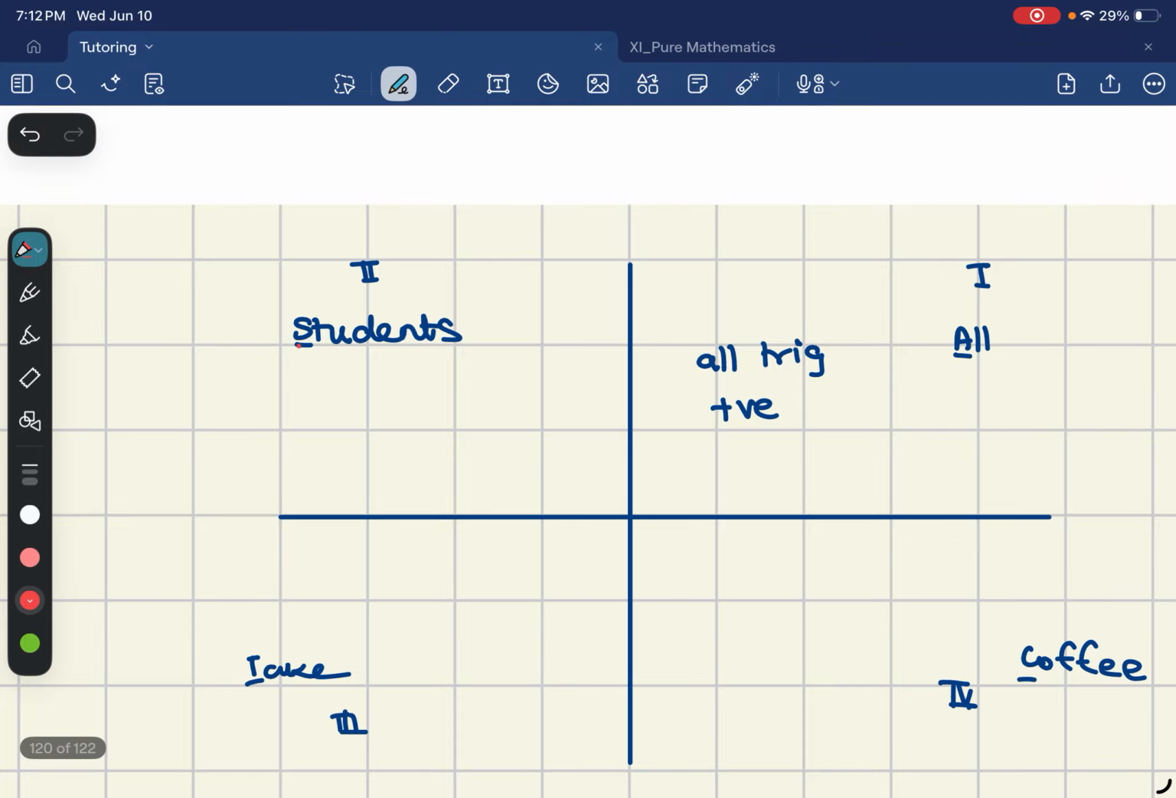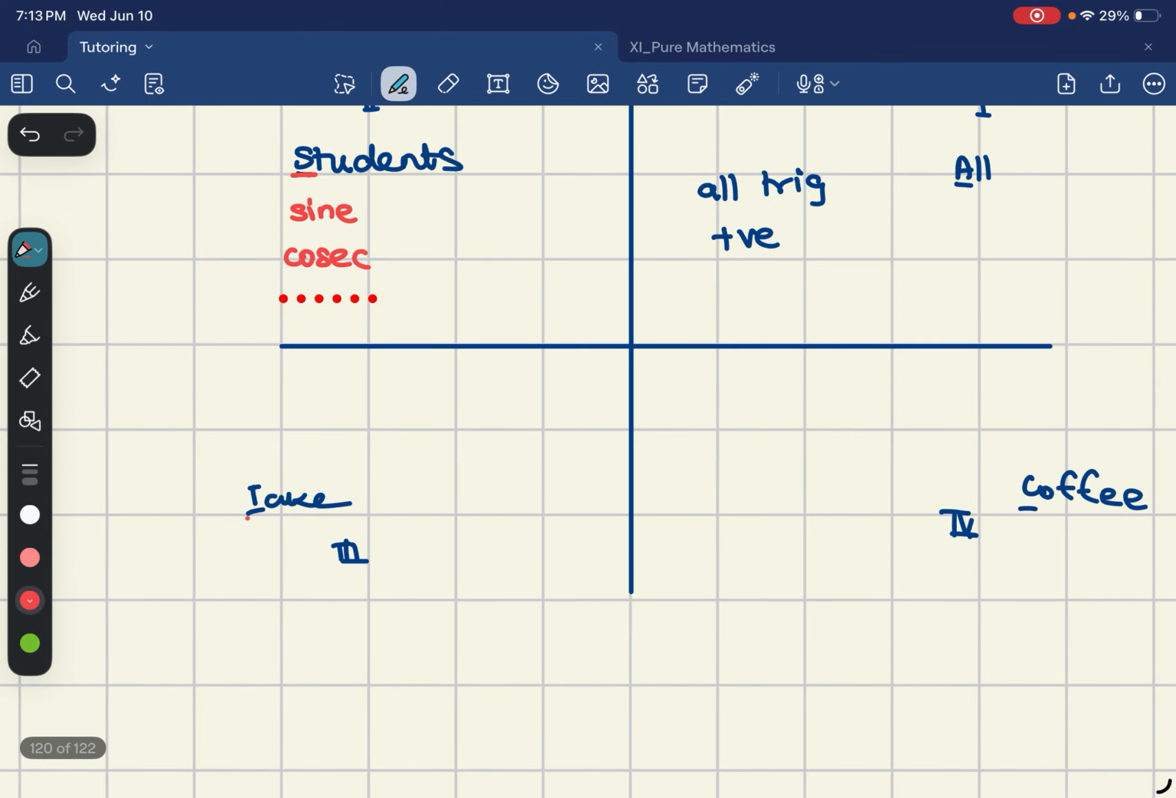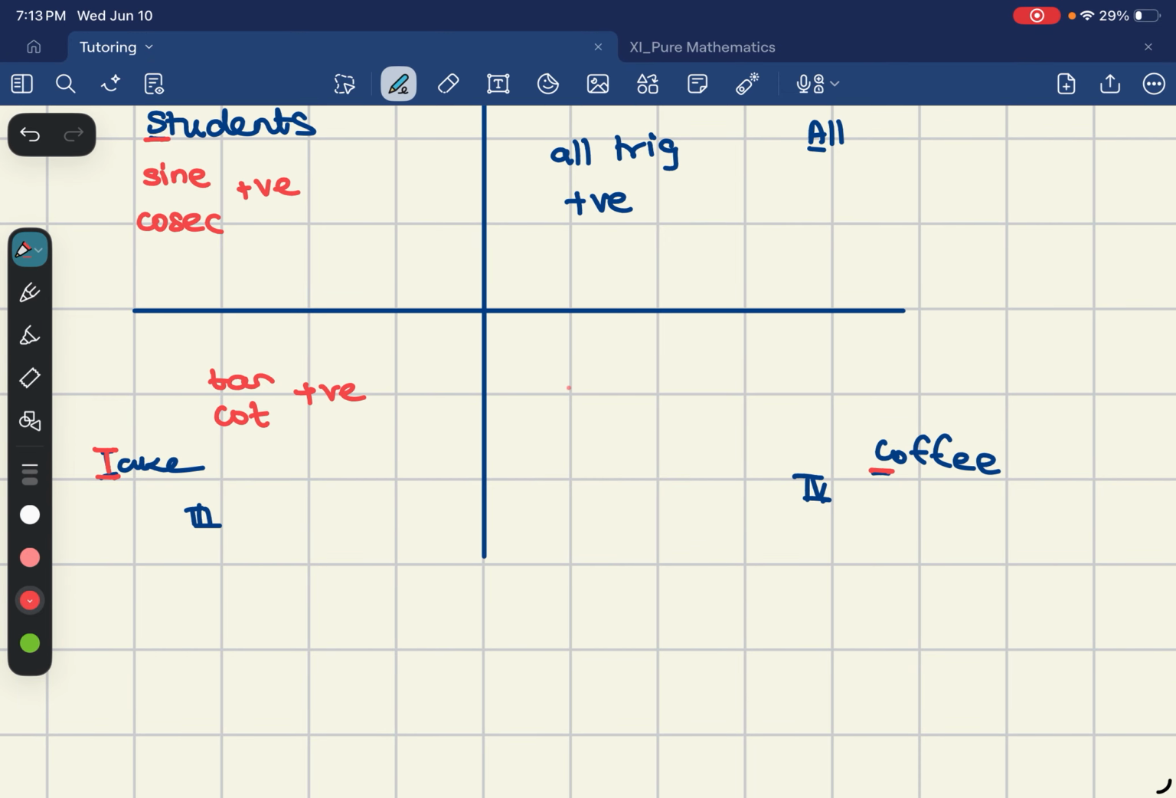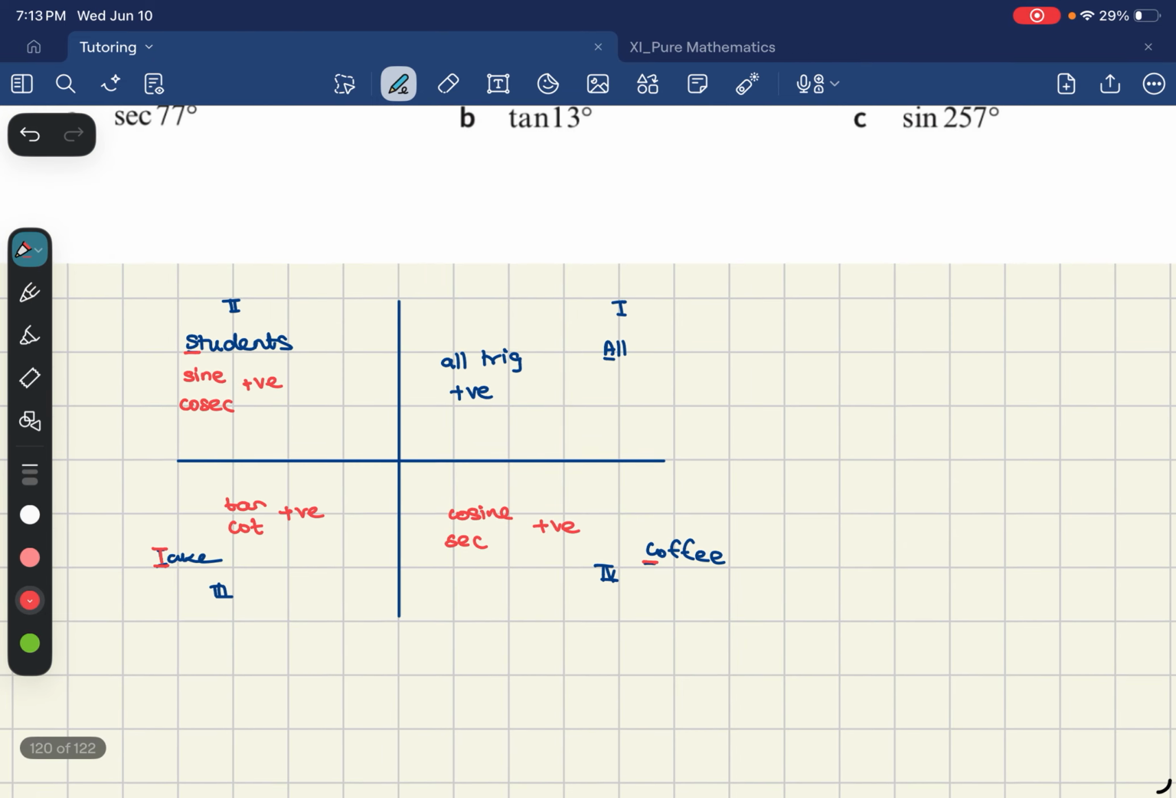In the second quadrant, S, sine, and its reciprocal, cosecant, are positive. In the third quadrant, T is for tan, and its reciprocal, cotangent, are positive. So these are positive. Everything else is negative. In the fourth quadrant, cosine and its reciprocal, sec, are positive. Everything else is negative. All right, this is what you need to remember.